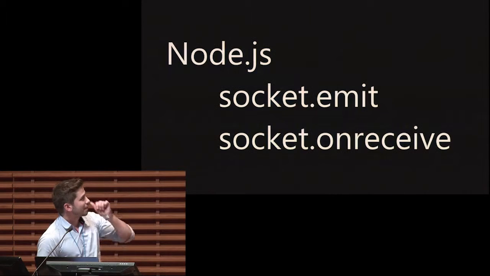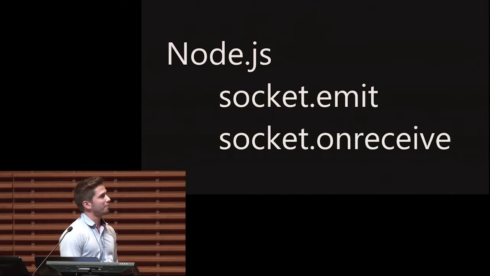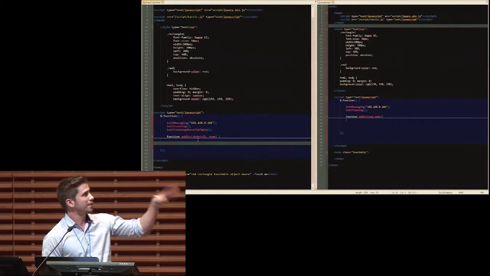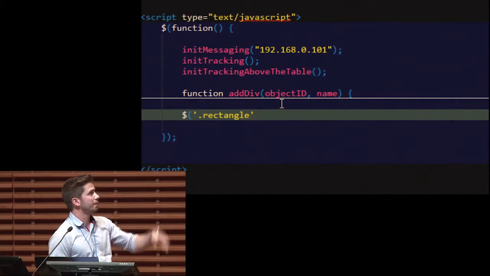OK, so yeah, this is the harder one. So this is our emit and receive messages. So it's for distributed interfaces. So here we have two pieces of code, one for the phone, one for the table. This is the table side.